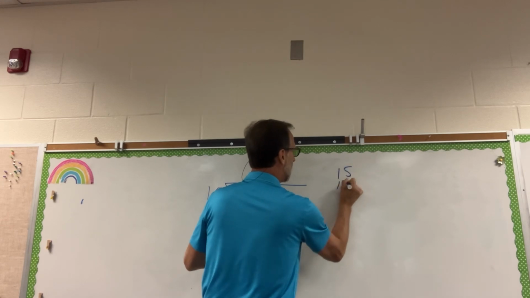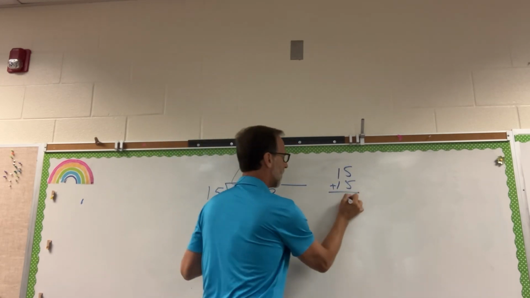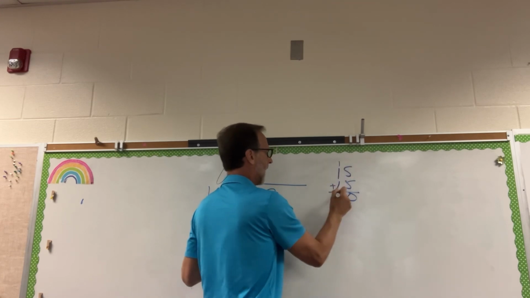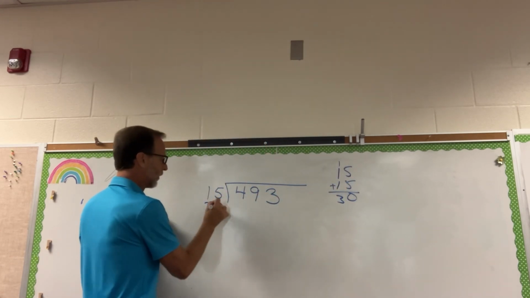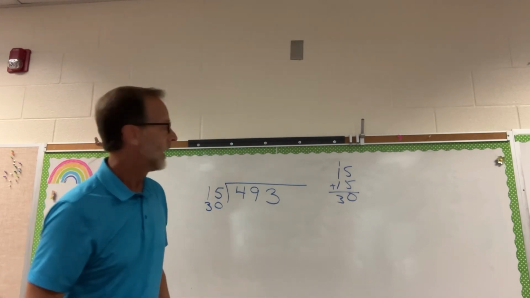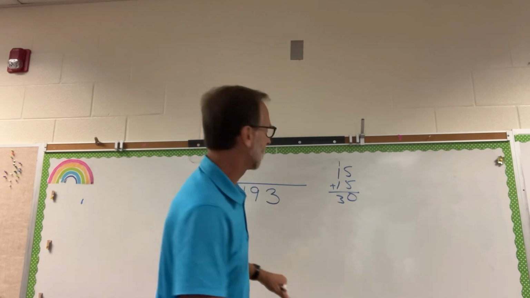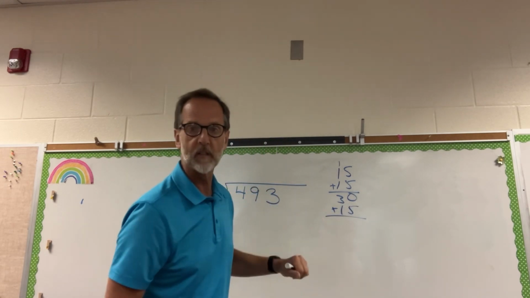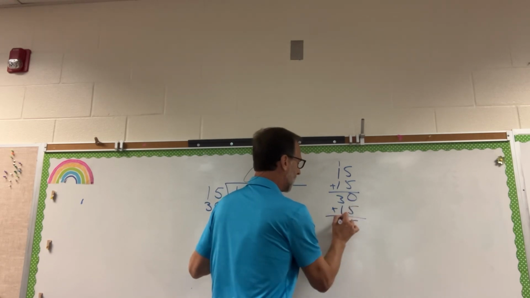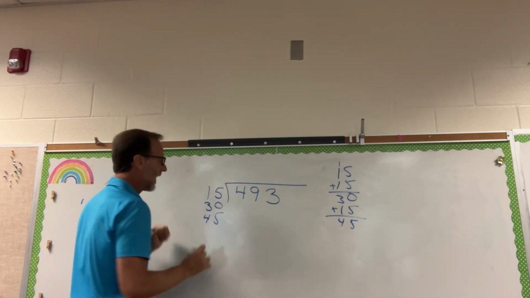So I'm going to do 15 plus 15. 5 and 5 is 10. 1, 2, 3, I get 30. So my second multiple of 15 is 30. I'm going to put it over here right underneath. Now I'm going to go back to that 30 and put another 15 under it. I'm adding 15 every time. 5 and 0 is 5. 3 and 1 is 4. My third multiple is 45.